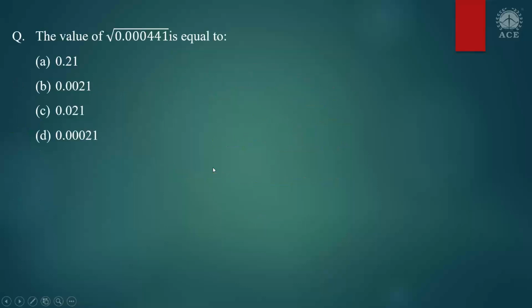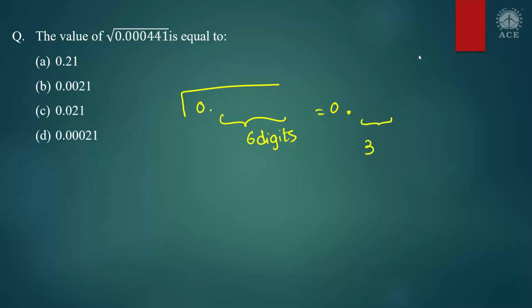See the next question. Here, one small thing you should be careful about. After the decimal point, if you have 6 digits, when you apply square root, after the dot you have 3 digits. This is one trick which will help you to solve the questions without knowing the square root value also. So it's option C.